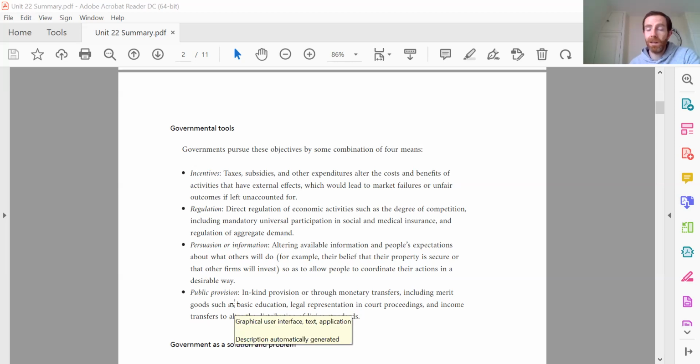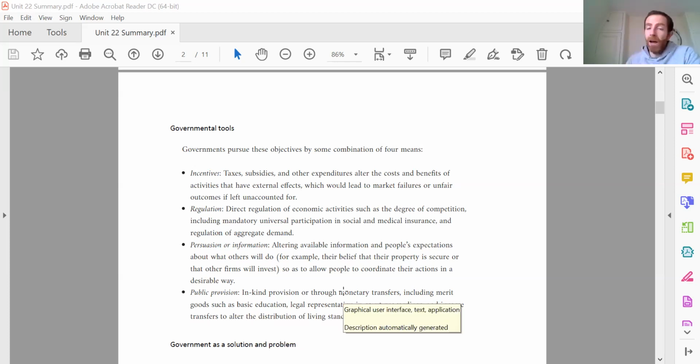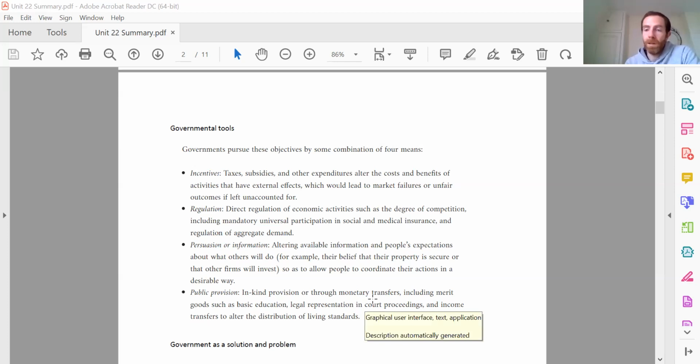It's the government that actually sets up the schools, hires the teachers, whereas something like legal representation, there are lawyers, there is a court system, and if someone lacks the funds to be able to afford representation, the government can actually provide them the money to pay.